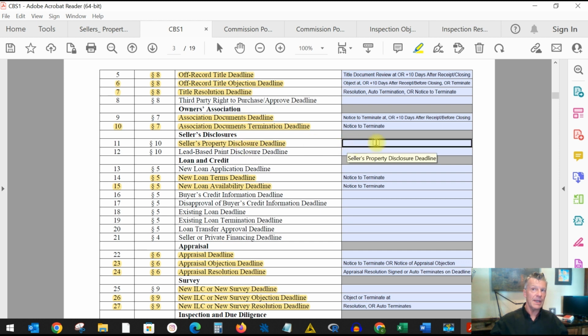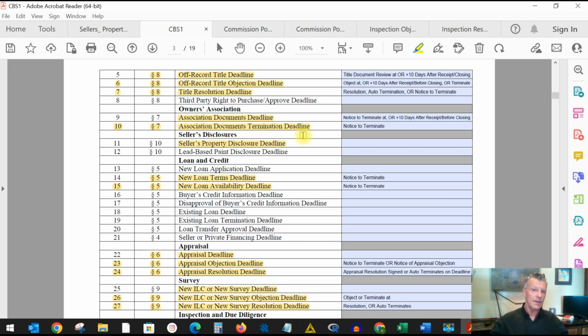What happens if this thing is blank? This is how it's tied in. Remember that seller's property disclosure said if it's part of this contract. This is how you make it a part of it. This has to be a specific date and time, and then it ties this into that.